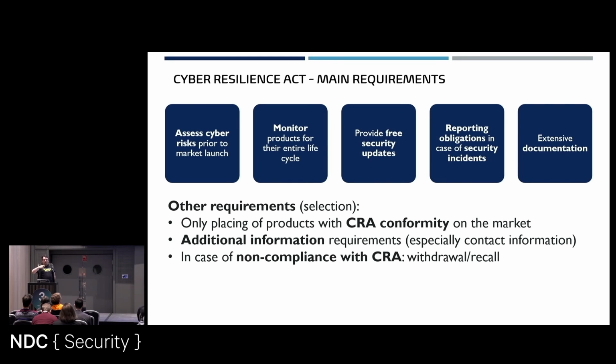You have reporting obligations, just like with NIS2, in case of security incidents, and you need to be able to provide extensive documentation as to who the owner of that product is, who manufactured, produced it, kind of put it together if it's a hardware thing. And you are required to only place products that are in conformity with the CRA on the market. And additional information requirements might be required, especially contact information. So that's part of the documentation side. So who do I contact in case my smart fridge starts sending out spam, right?